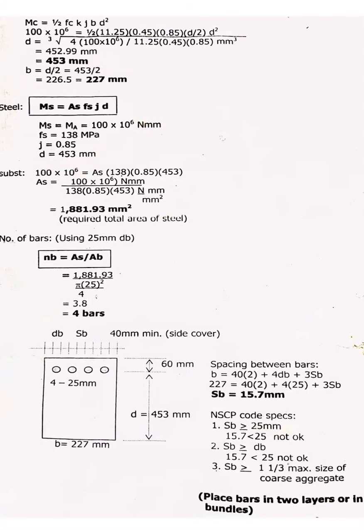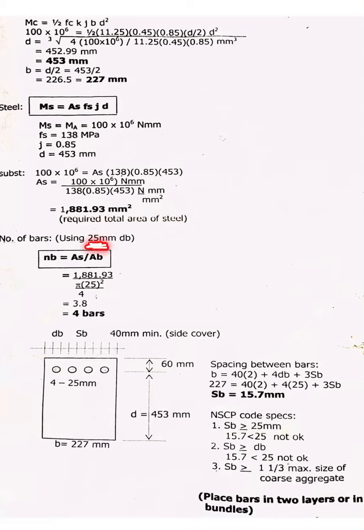So substitute the values. You have MS, which is equal to 100 times 10 power of 6, and then you have to solve for AS. FS is 138. J is 0.85 and D is 453. So you have your AS, or area of steel, equal to 1,888.93. So this is the required total area of steel.